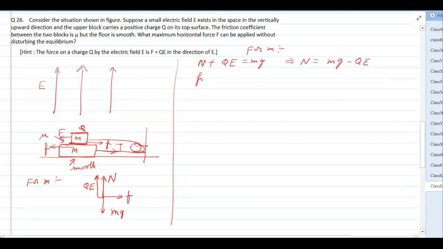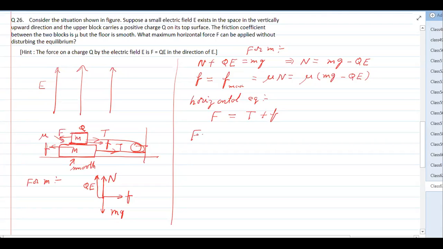Now we have got the normal. So what will be the value of friction? Since it is about to slide, the friction will act at its maximum value, so mu times normal, that is mu times (mg minus QE). Okay, so this is the value of friction. Now we will write the horizontal direction equation. The tension acts in the forward direction and the friction in the backward direction. The upper object will try to move leftward. So we write F is balancing the tension plus friction.